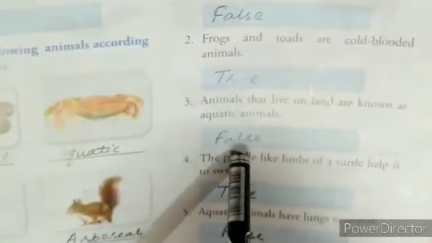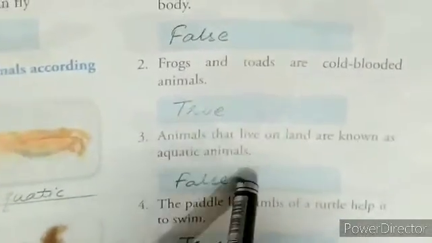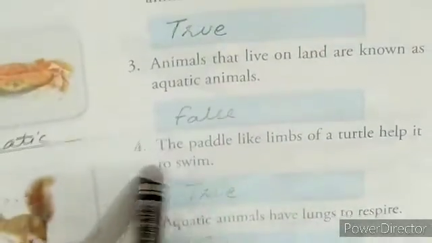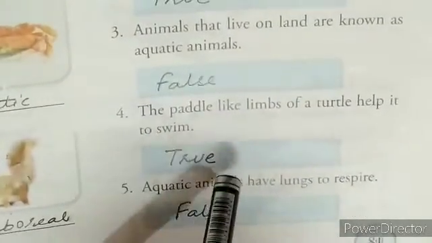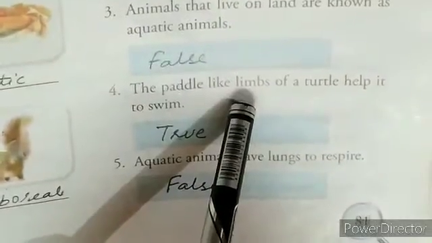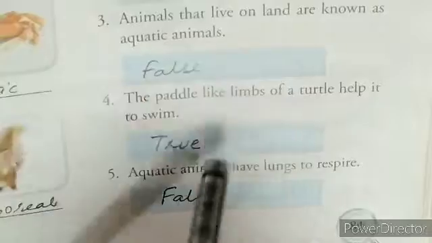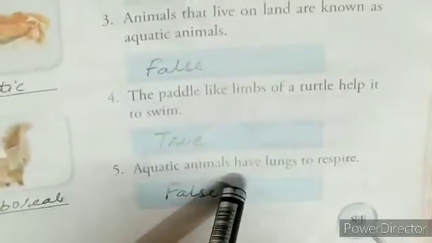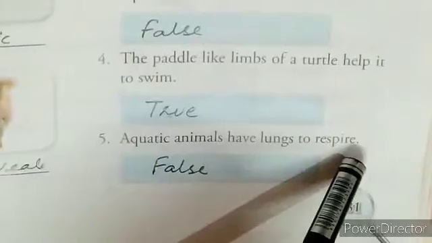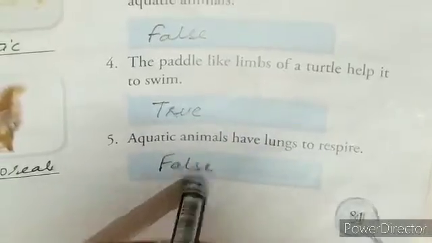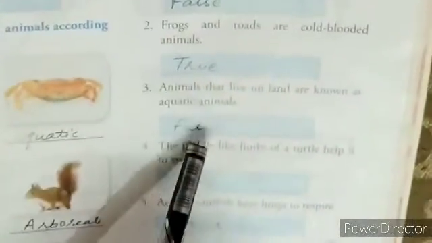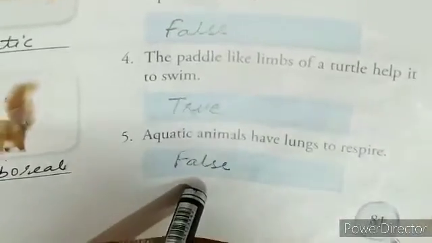That is hibernation. Now third, animals that live on land are known as aquatic animals. No, that is false. Animals that live on land are called terrestrial animals. Okay, beta. Now fourth, the paddle-like limbs of a turtle help it to swim. That is true. Turtle has paddle-like flippers that help to swim in water. Fifth, aquatic animals have lungs to respire. No. Aquatic animals have gills. So here, false. So first is false, second is true, third is false, fourth is true, and fifth is false.